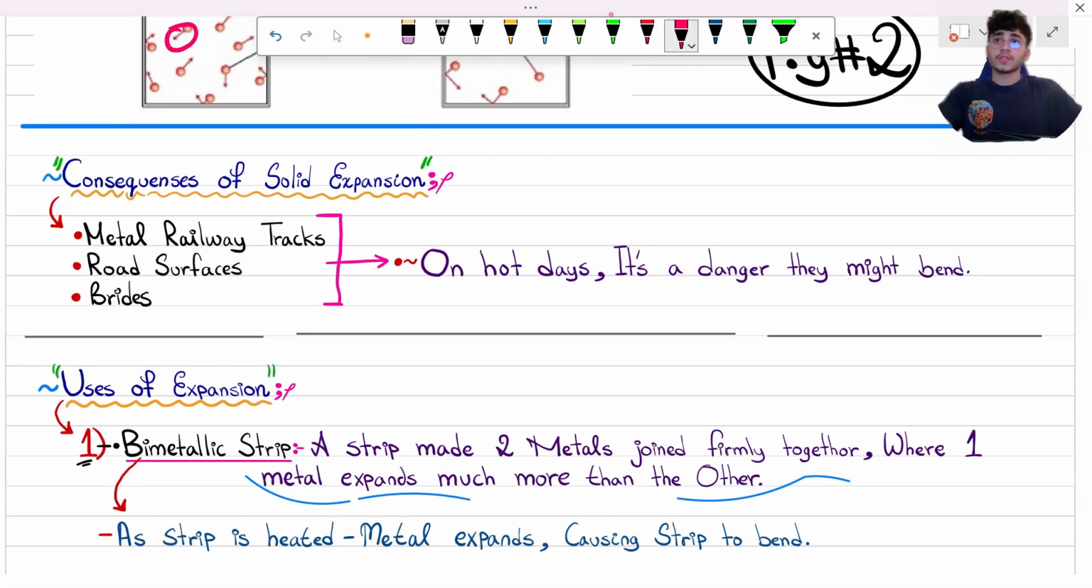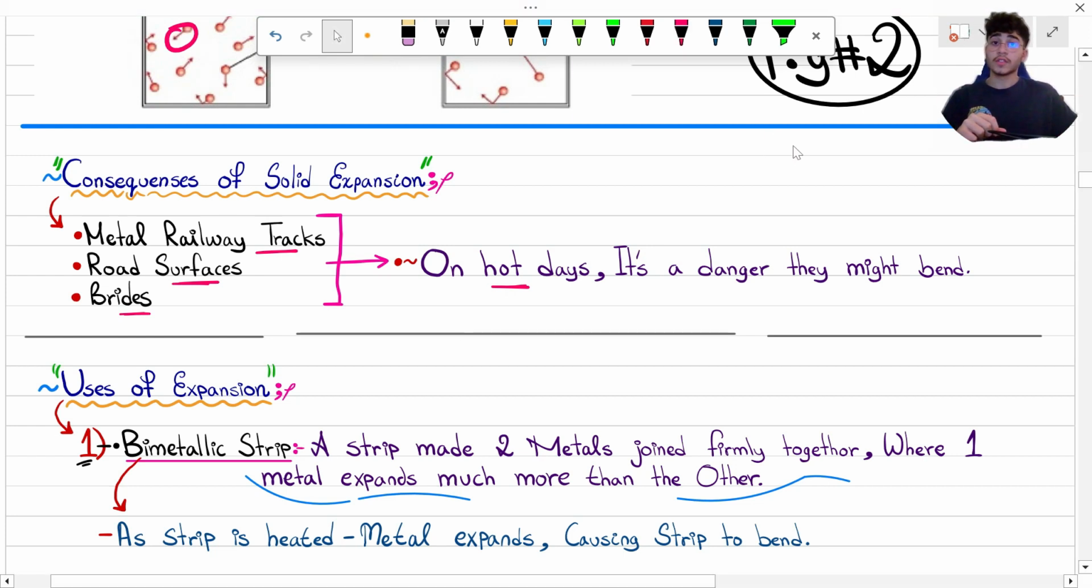Consequences of solid expansion. In the syllabus, we have 3 consequences of solid expansion: metal railway tracks, road surfaces, and bridges. Why? Because on hot days, where a lot of heat is supplied, there's a danger that they might bend. These are daily used surfaces all around us, and on hot days, especially in places where it's very hot and there's a really high temperature, there's a big danger that these surfaces might bend and cause danger to the environment.